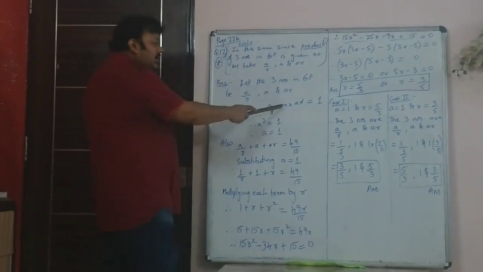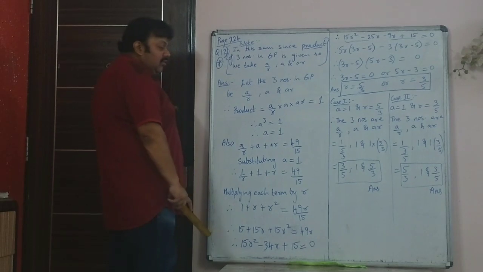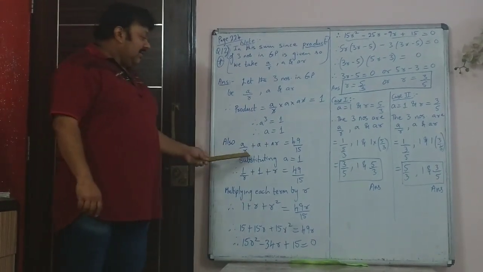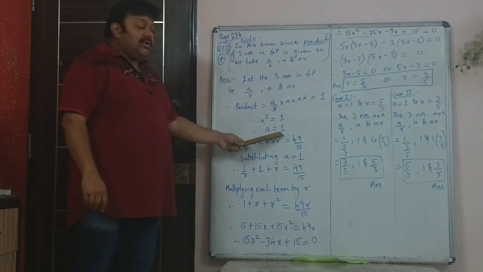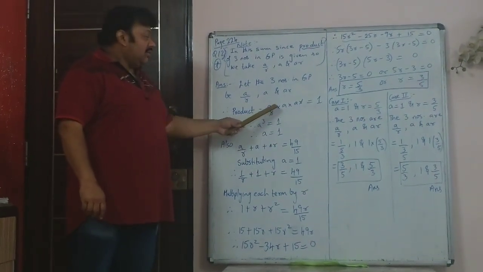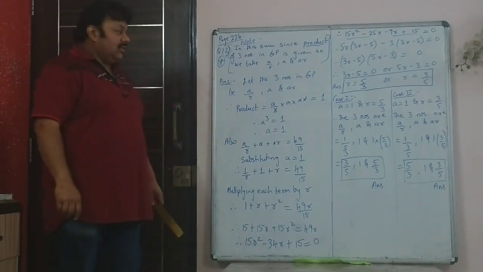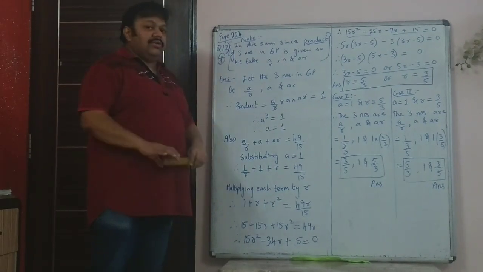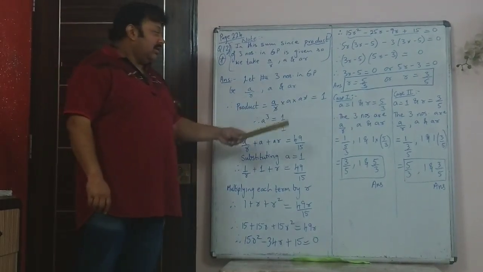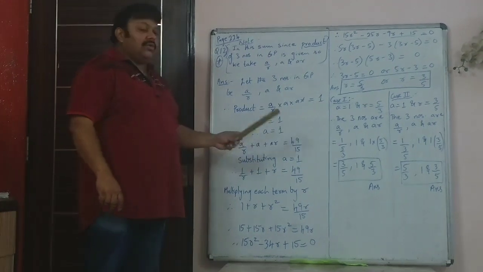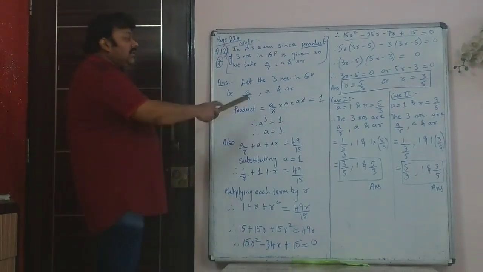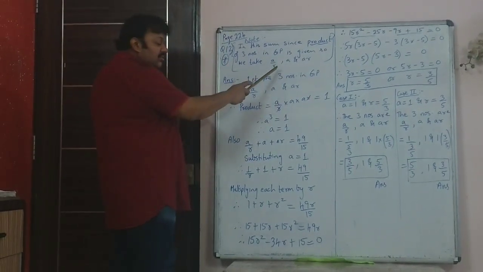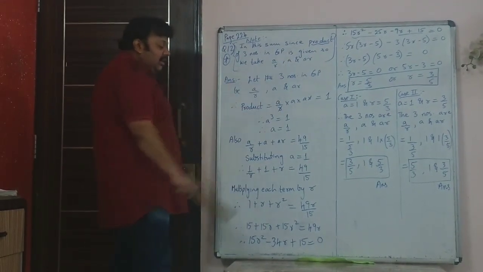So you have a/r, a and ar, that multiplication will give you 1, or a cube is equal to 1. So from that you are getting a is equal to 1. Because the product of three terms in GP was given, we were able to find a. So whenever the product is given, take it as per the formula given, that is if three terms are there, you will take a/r, a and ar.